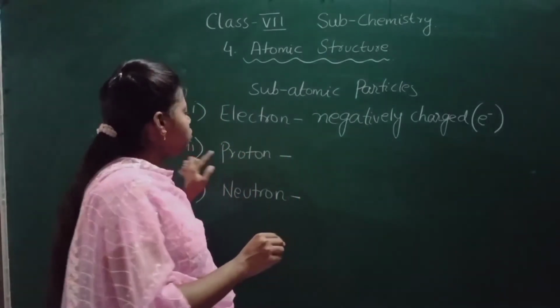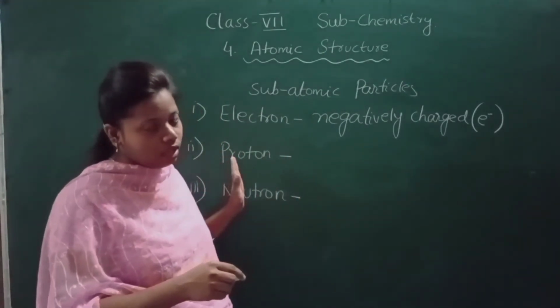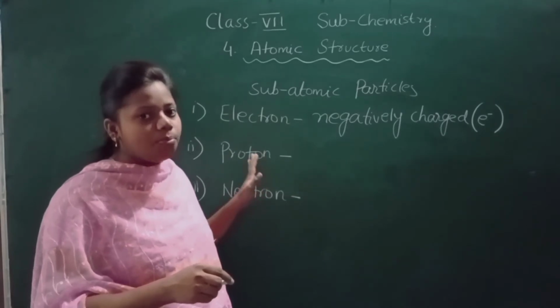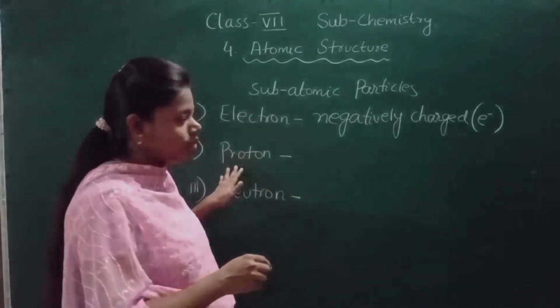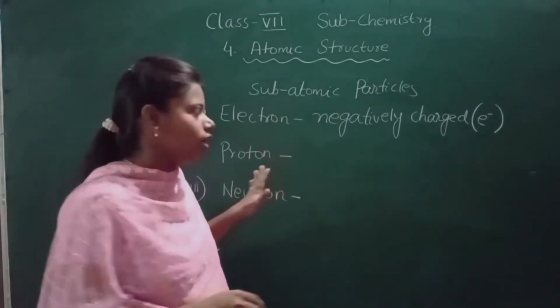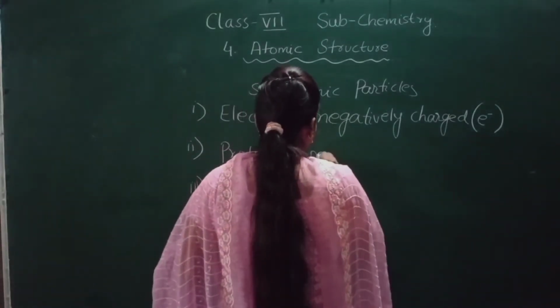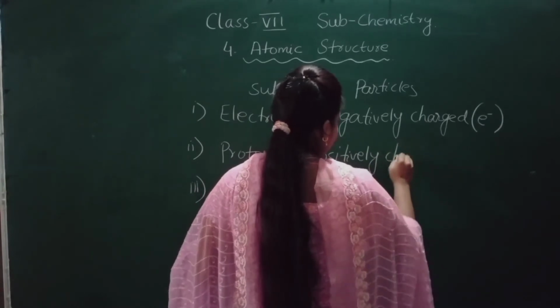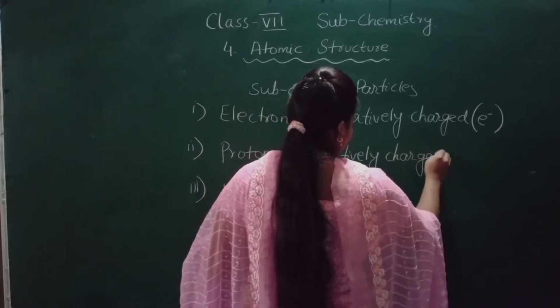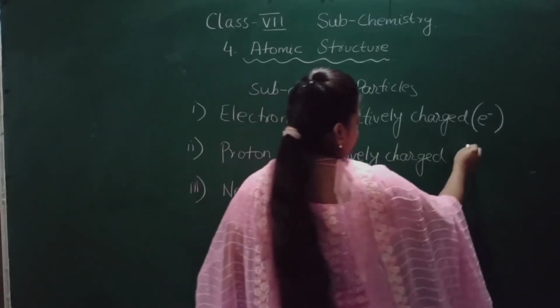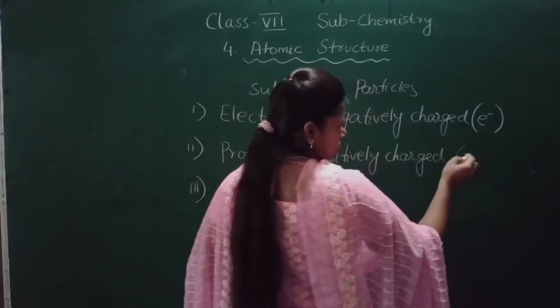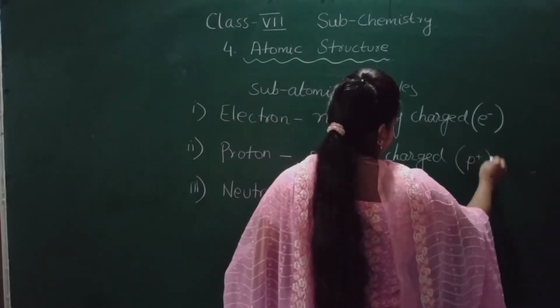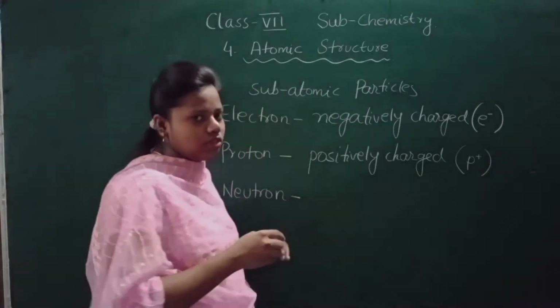Now number 2, proton. These particles are positively charged. Protons have a positive charge. How do we represent them? P, and since it is positively charged, on top we will write a plus sign. That means protons are positively charged.